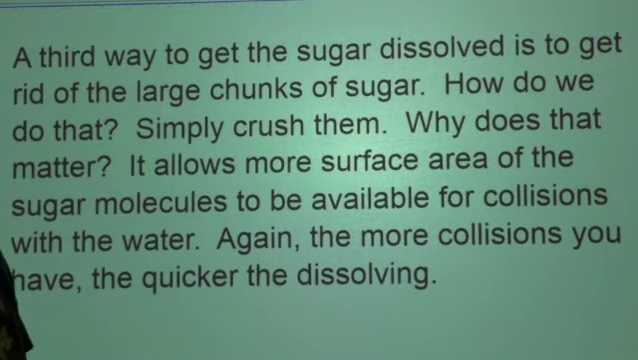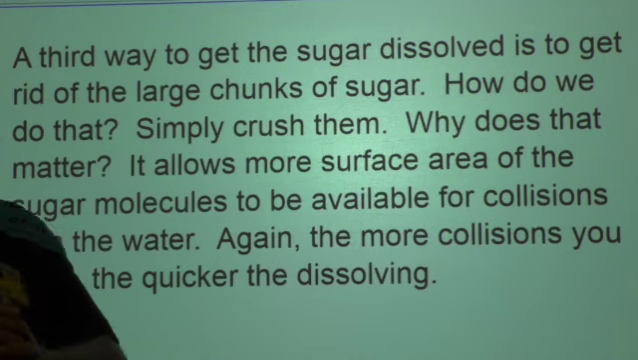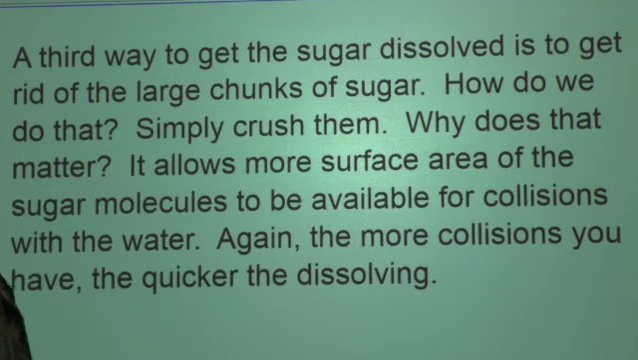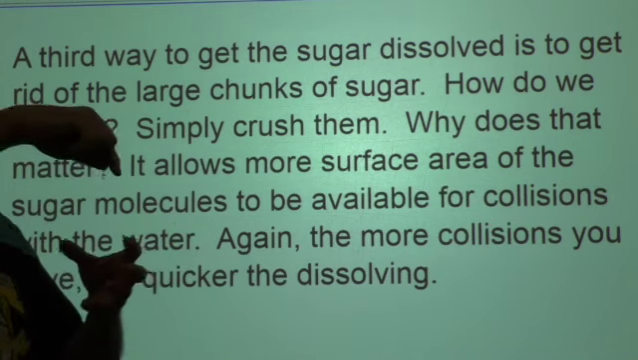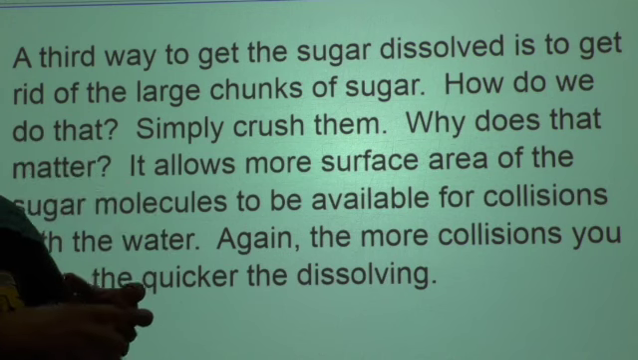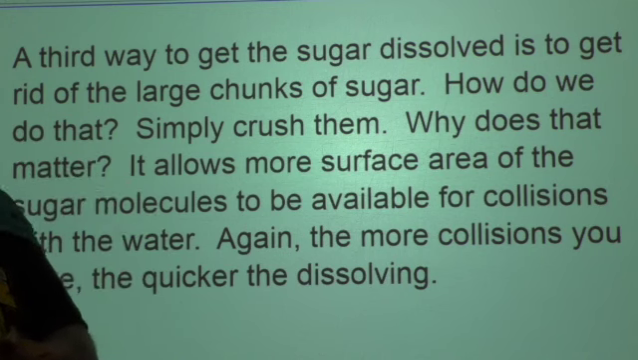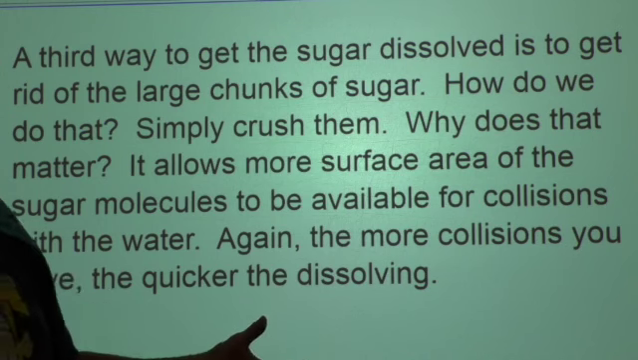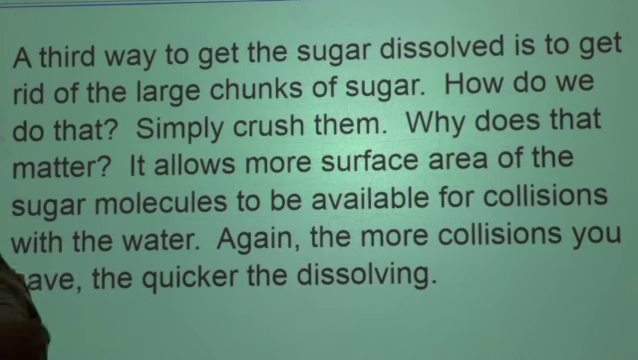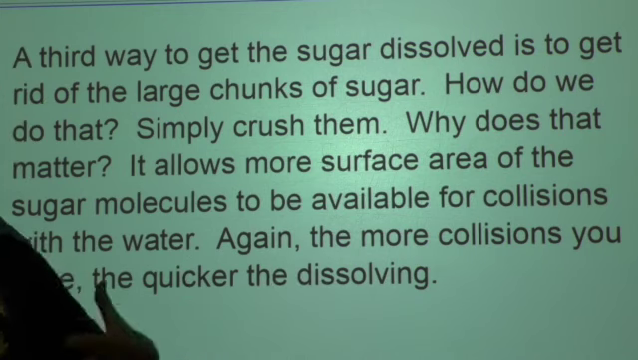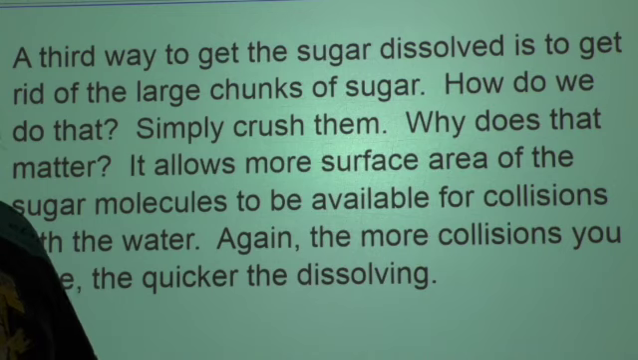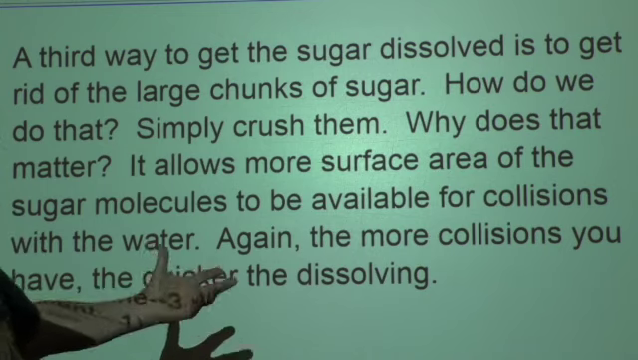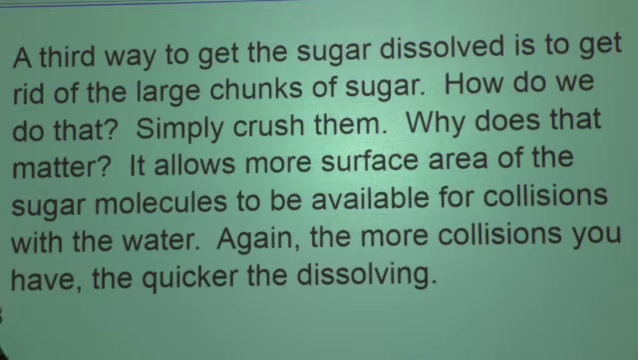A third way to get it dissolved: sometimes when you dump sugar in, you get these big clumps, and it's really hard to get the clumps to dissolve. Why is that? Well, because on the outside surface, you have only the areas that the water can attack. There's a whole bunch inside that's available to be attacked, but it won't be because it's being protected by the outside layer. So you're going to crush it. You're going to get the wooden spoon and start smashing it down. Why? Now the inside surface areas of all those crystals become available, and that crushing causes the collisions to occur as well, and that means you're going to be increasing the rate at which it's going to dissolve.